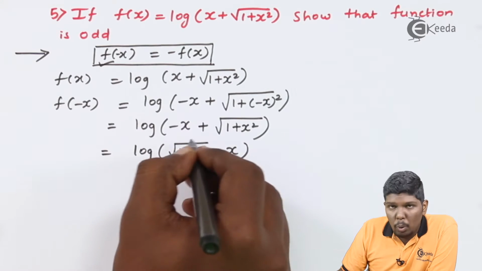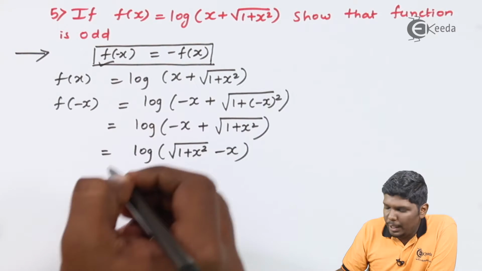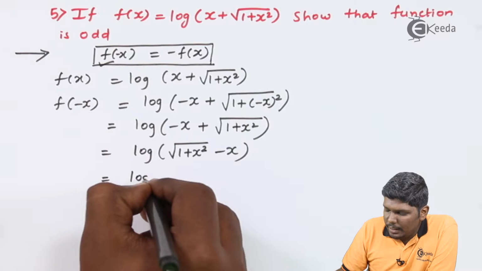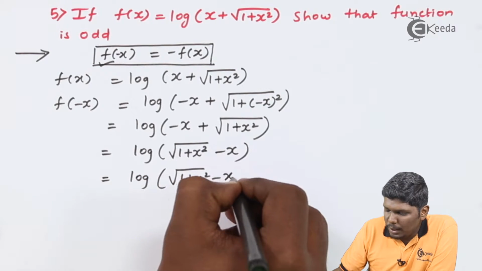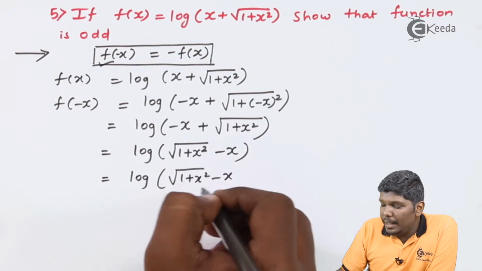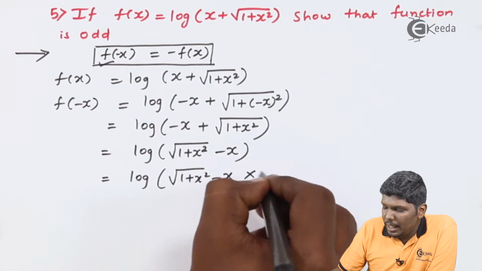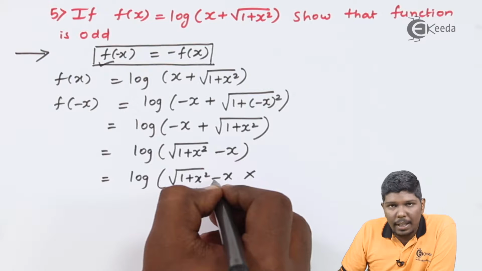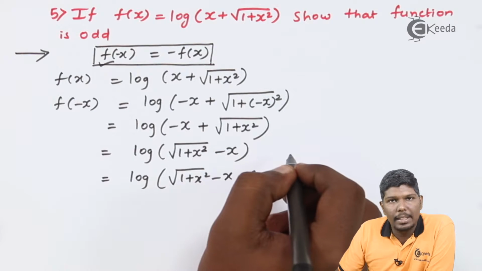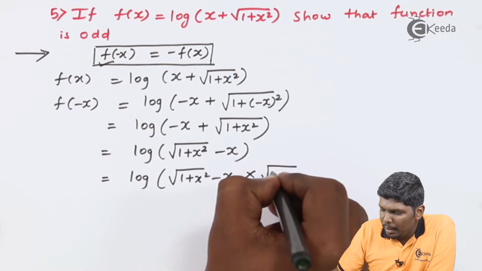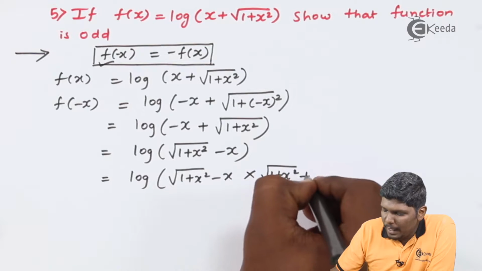To eliminate this root, we can rationalize this function inside only. How to rationalize? We have under root 1 plus x square minus x. How to find its rationalizing term? Just change the middle sign. What is the middle sign? It is minus, so the new sign will be plus. The rest of the function will be the same. So just multiply it by under root 1 plus x square plus x.